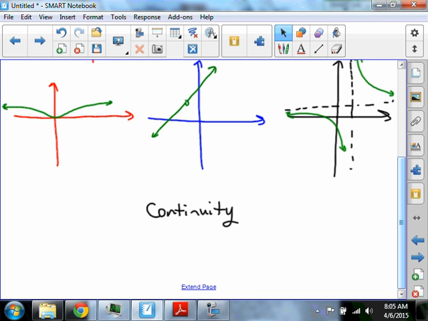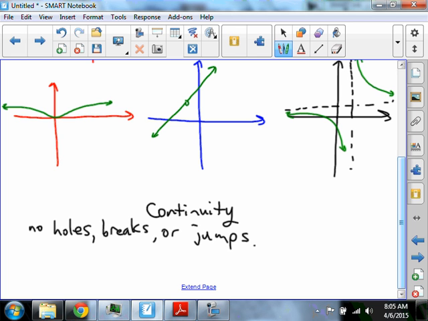It never stopped anywhere. So let me define continuity this way: no holes, breaks, or jumps. I didn't mention anything about dips. For a function to be continuous, it can't have a dip in it.